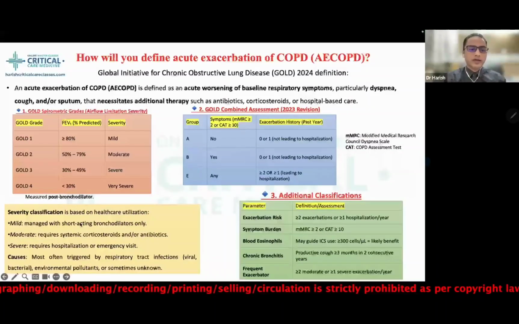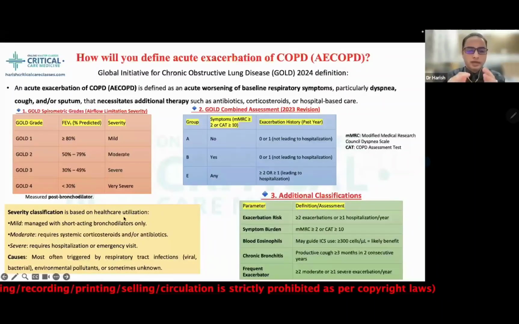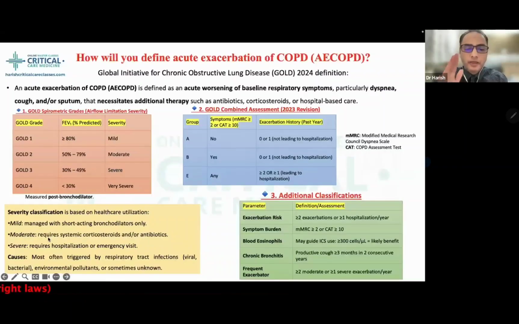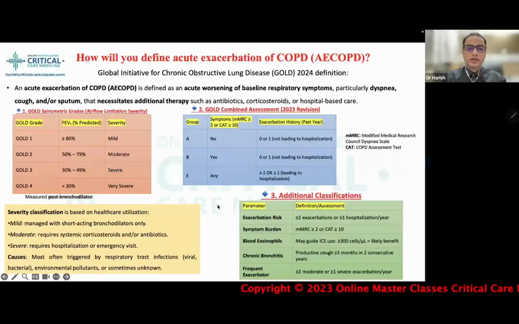Okay, so severity classification is based on healthcare utilization also. Mild we can manage with short-acting bronchodilators only. Moderate requires systemic steroid and/or antibiotic. Severe requires hospitalization or emergency visit. Most often triggered by respiratory tract infection, viral or bacterial, sometimes environmental pollutants, or sometimes it may be idiopathic as a trigger for acute exacerbation of COPD. So again, it's a very important concise slide.